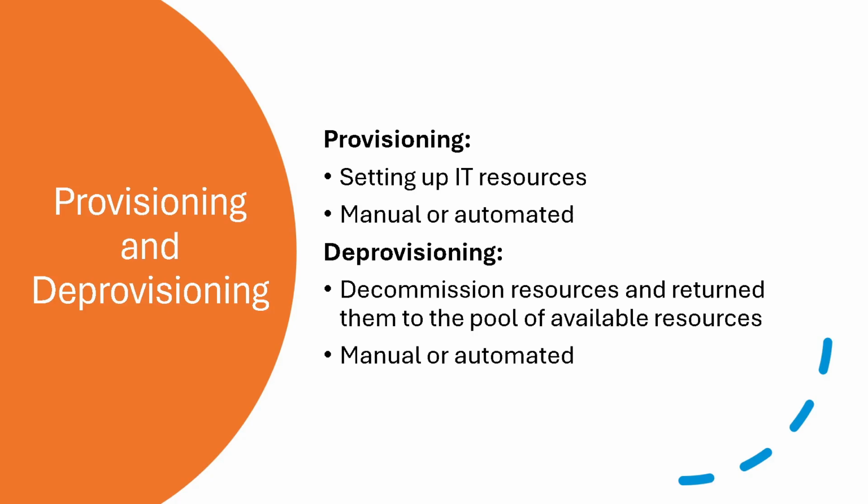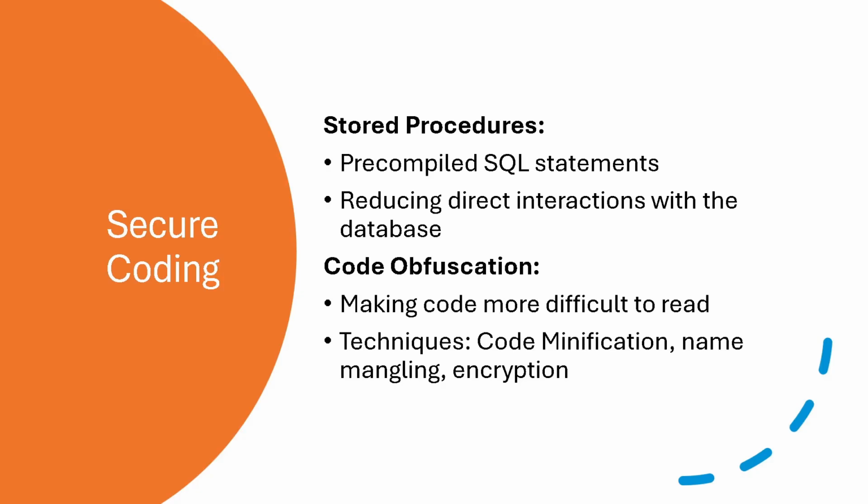Provisioning and deprovisioning can also be done automatically or manually. The process of automating provisioning and deprovisioning is called orchestration. Secure coding. Secure coding practices are essential to protect applications from vulnerabilities and ensure their resilience against various types of attacks.